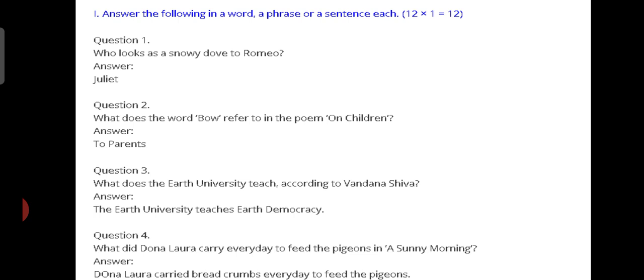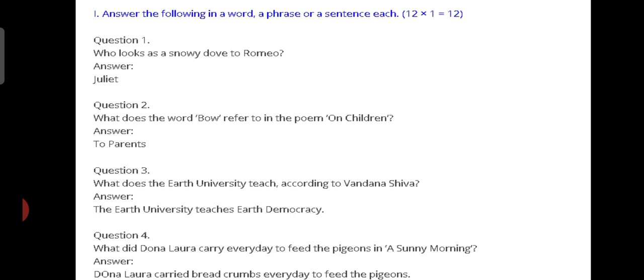If they do not give you Romeo in the question, you may get confused. You may answer as Romeo. In that poem, there are only 2 characters. Either the answer is Romeo or Juliet. If one person is mentioned in the question, the answer is the other person. So if they do not mention the name of the person, like who looks as a snowy dove, you may get confused. So please be aware that snowy dove is Juliet.